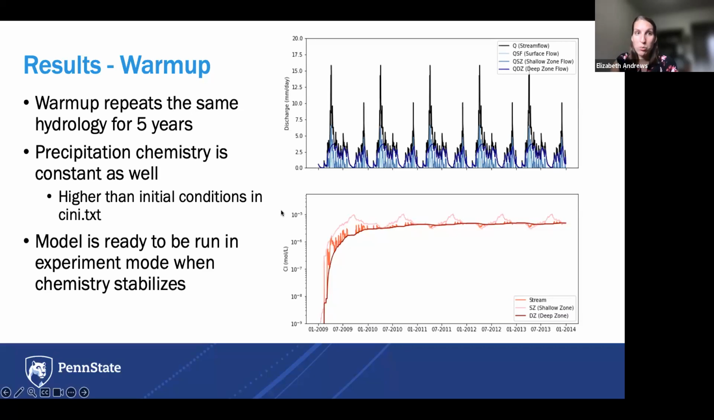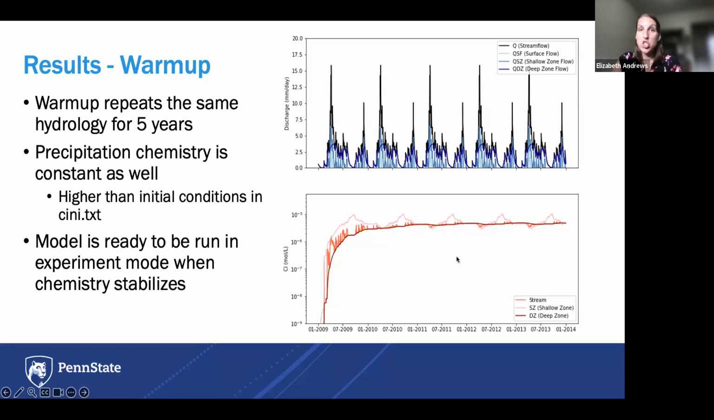On the lower panel, we have chloride concentration in the different zones, representing the stream, the shallow zone, and the deep zone. And so you can see we have this initial increase within the first few months. And that's a result of the precipitation chemistry input being higher than those initial conditions provided in the initial condition text file. And you can see that eventually it smooths out.